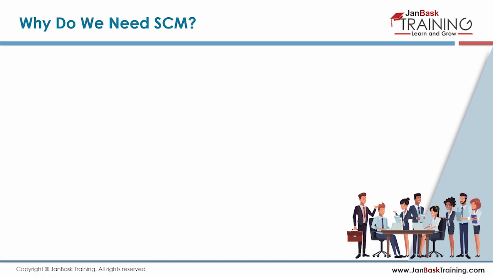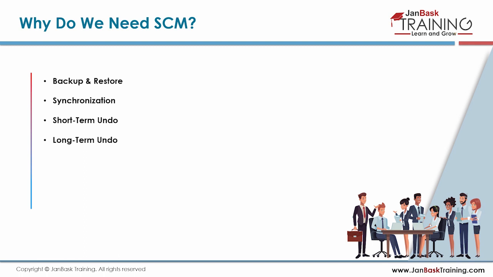Now coming back to the topics in front of us, what are the actual needs of SCM. The first one is backup and restore. That is, files can be saved at any moment and can be restored from the last saved version. Then synchronization. Programmers can get the latest code and fetch up-to-date code from the repository. Short-term undo. It means if you are working with a file and you mess it up, we can do a short-term undo to the latest known version.